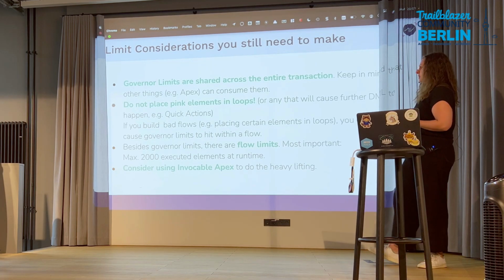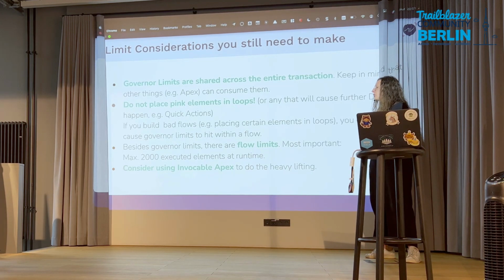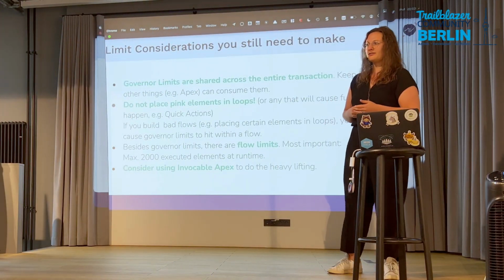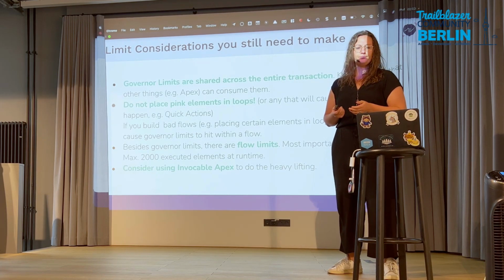So one of the considerations, and I'm going to talk a little bit more when I sum it up, is you could consider using some invocable Apex to do some heavy lifting. If you realize the way you're building something, sometimes you feel like you will have to place a pink element in a loop. Before you do, go talk to developers, see if they can maybe write you an invocable method that you can call that will do what you need without having to do that. If you're reaching those 2,000 elements being executed, then consider using invocable Apex.